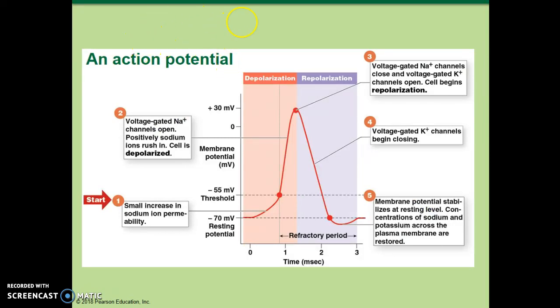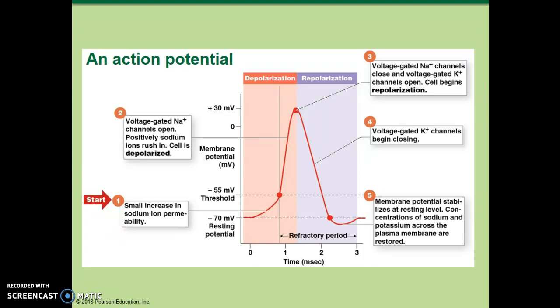So pay attention to this figure, small increase in ion permeability. And so remember, the membrane starts at -70 millivolts. It's just a measure of how different the membrane is from inside to outside. There's a small increase in sodium permeability. Sodium enters the cell, and inside the cell it becomes less negative, -55. This causes the voltage-gated sodium channels to open, so sodium rushes in very, very quickly. And this results in depolarization of the cell.